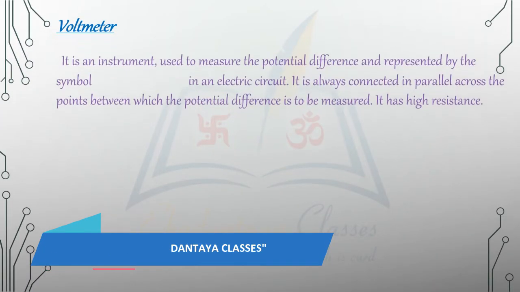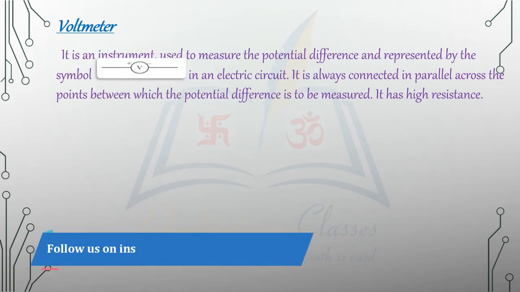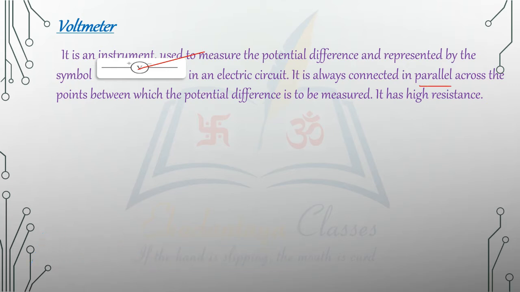Voltmeter. It is an instrument used to measure the potential difference and is represented by this symbol. In an electric circuit, it is always connected in parallel. I will show it in the slides at the back. It is connected across the points between which the potential difference is measured. It has very high resistance.